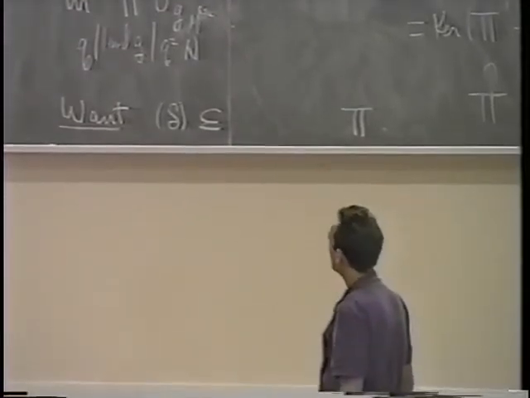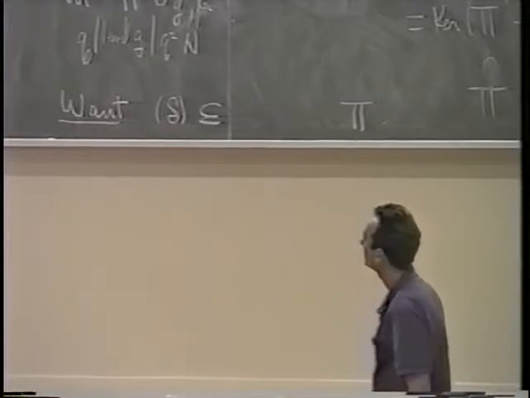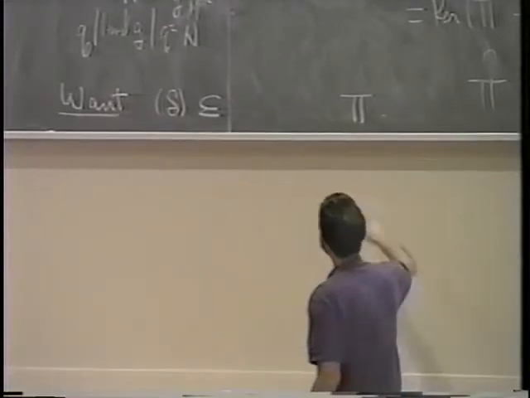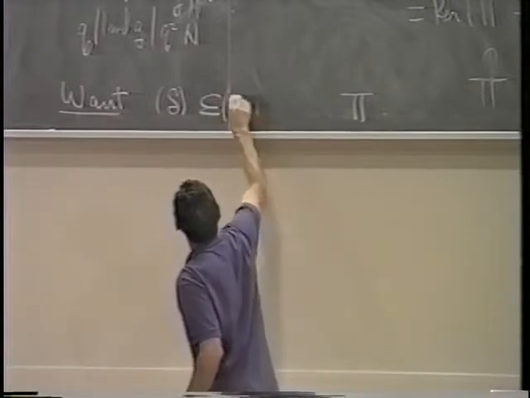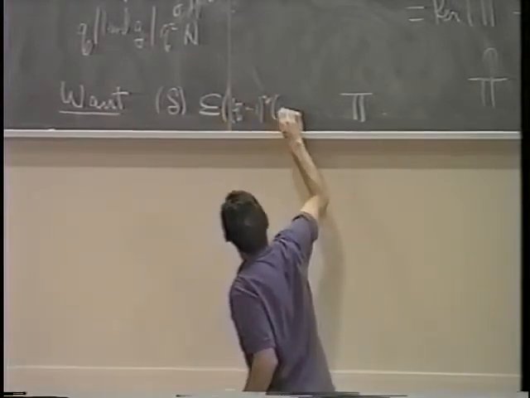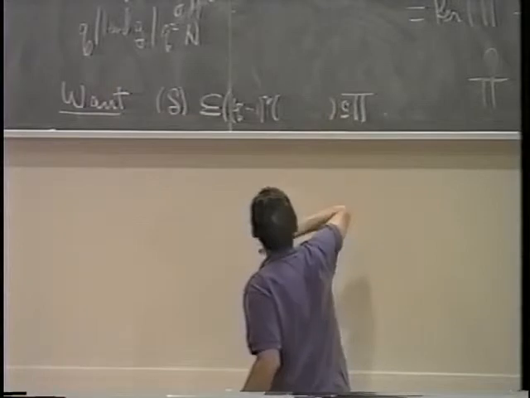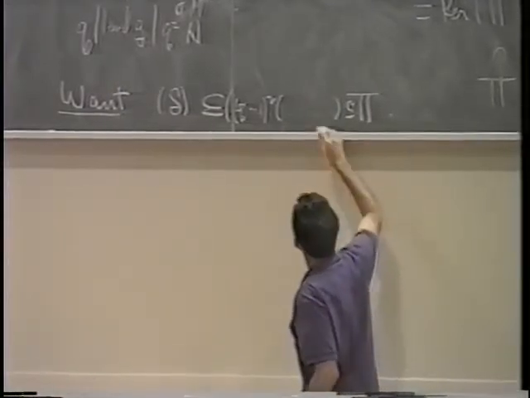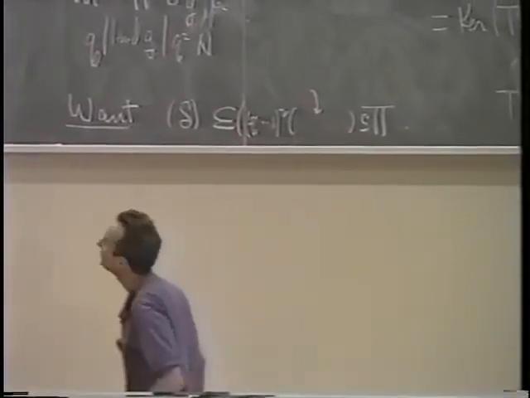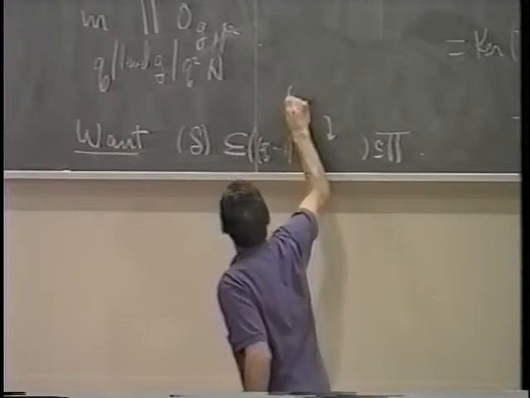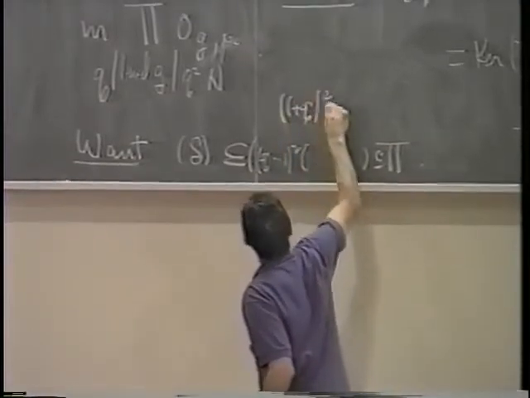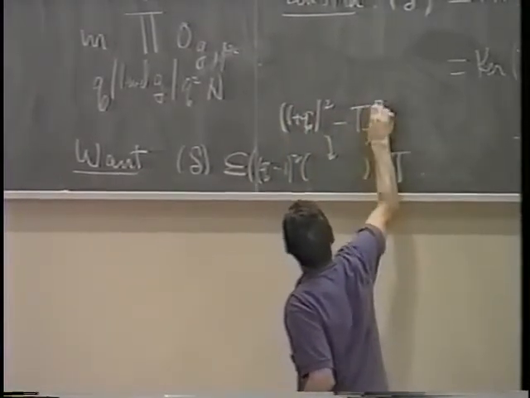And if you work with forms without character in their level, as we're doing, the natural element of T, which will push down to that, is the element which is q minus 1 squared times some expression involving Hecke operators. And what is that expression? Let's bring this down a little bit. That expression is simply the 1 plus q squared minus tq squared.